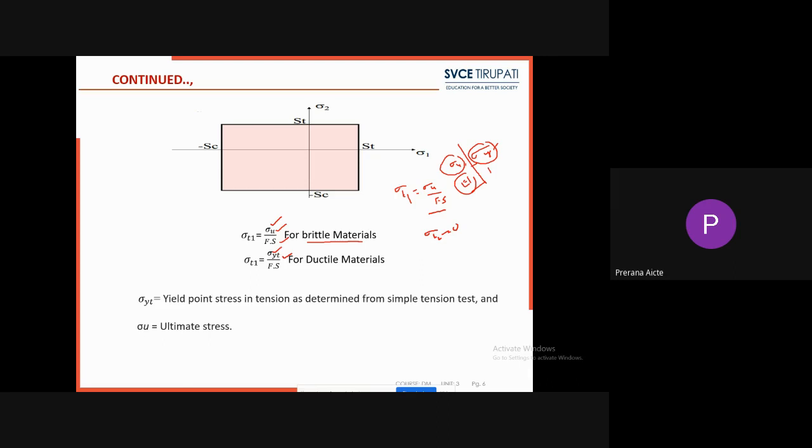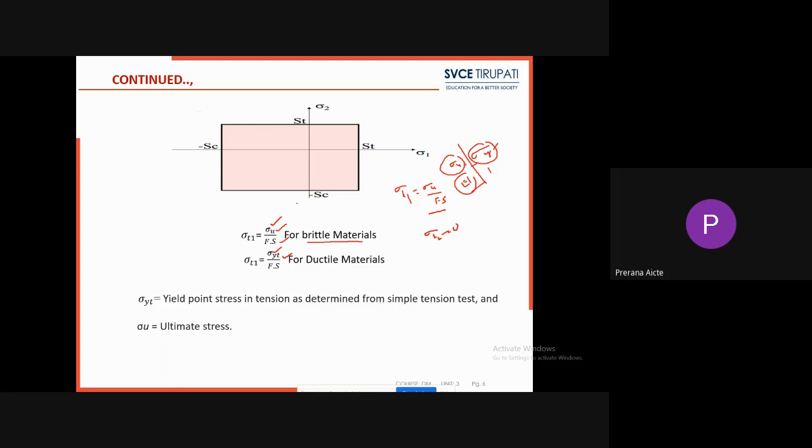If you take a cast iron rod, before breaking will it give a signal or not? In our UTM machine, when the rod keeps on elongating, what happens? A small neck is going to form. Yes or no? So that material is called a ductile material.